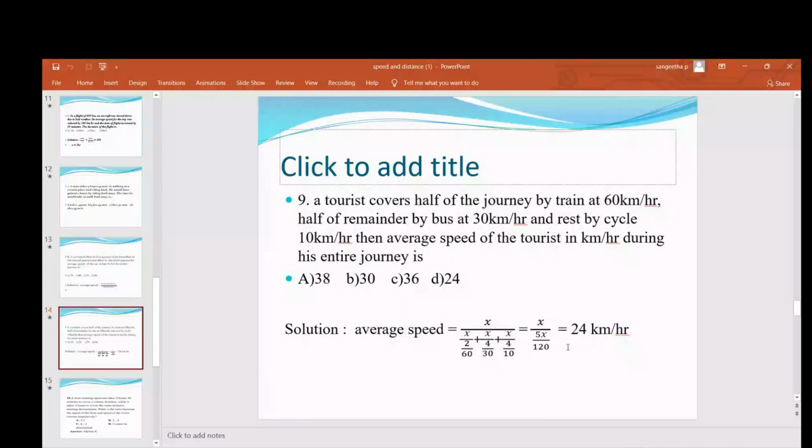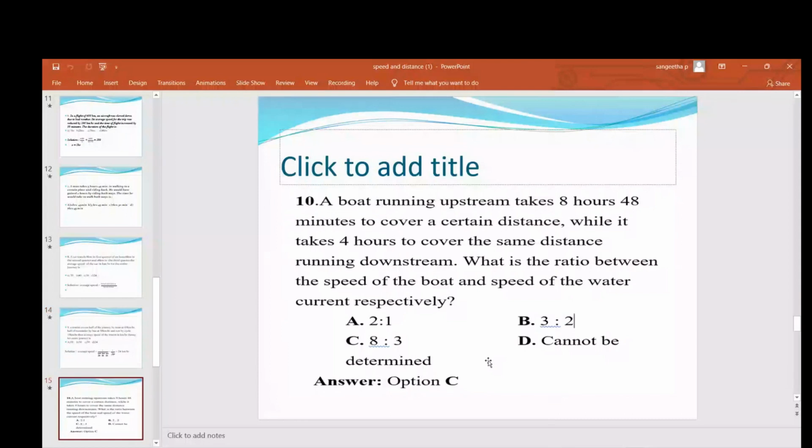Next, problem number 10. A boat running upstream takes 8 hours 48 minutes to cover a certain distance, while it takes 4 hours to cover the same distance running downstream. What is the ratio between the speed of the boat and the speed of the water current respectively? So first you understand the problem as usual, then read the problem twice, then you can easily solve the problem.